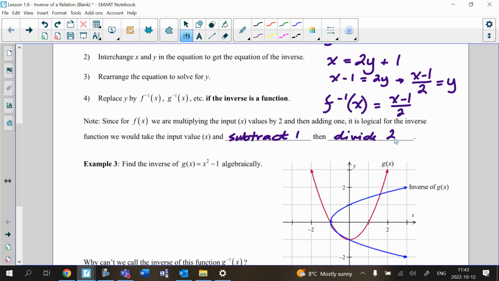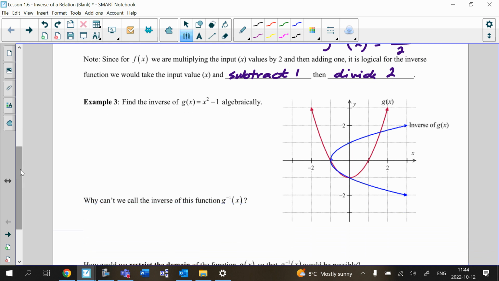So we've seen how to deal with an inverse of a set of points, set of coordinates. We've seen how to deal with the inverse of an equation, using algebra. Let's look at an example graphically and algebraically, both. So we are asked to find the inverse of g of x equals x squared minus 1 algebraically. So let's just ignore this for a second. To find this algebraically, first I replace this with y.